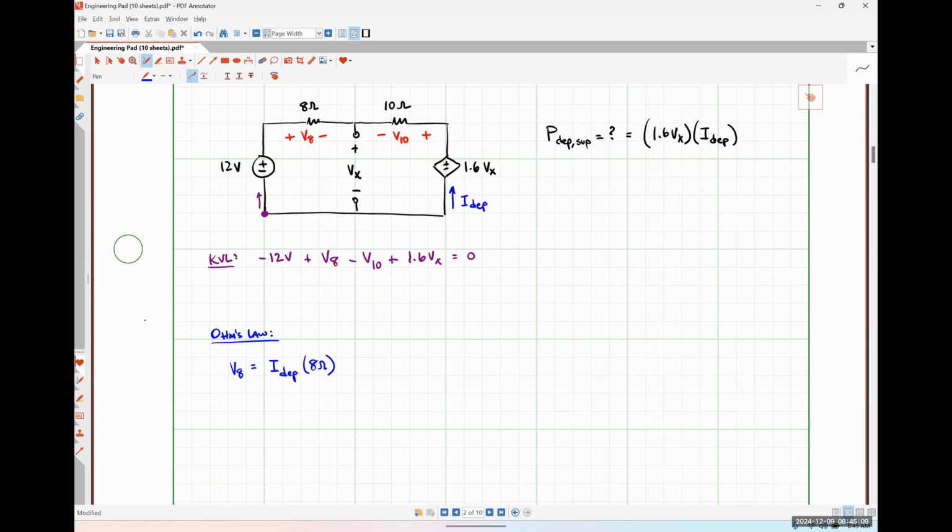So I think you're shaking your head no. Why are you shaking your head no? It should be negative. Why should it be negative, Wall? Exactly right. So our current I dependent, which is flowing around that outside loop, is going to be entering the negative polarity terminal of the 8 ohm resistor. So we should have a minus sign right here, right? Whenever current flows into the negative polarity terminal, Ohm's law needs a negative sign.